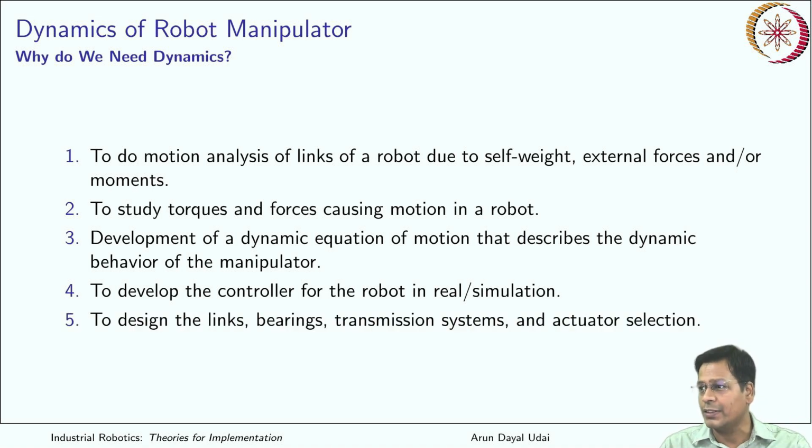Okay, so to design the links, to design bearings, transmission systems and actuator selection, that is very important, because it is the actuator that is going to handle everything, ranging from your torque, forces, external forces, the payload, supplementary load. So everything is going to come on the actuator. So this will help you to understand this equation of motion, which we are going to derive through dynamic algorithms. Okay, so that will be useful to understand that kind of behavior of your robot and to select a particular kind of actuator for a given robot design.